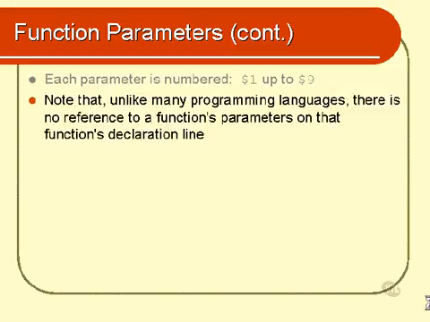But I want you to note before we do that, that unlike many programming languages like C or Pascal or so on, there's actually no reference to a function's parameters on that function's declaration line. Now if you're not a programmer, you won't know what that means, and that doesn't matter, you can kind of ignore that. But if you are a programmer, you may be used to seeing on the very first line of the function some indication about how many parameters the function takes, and even perhaps what type those function parameters ought to be.